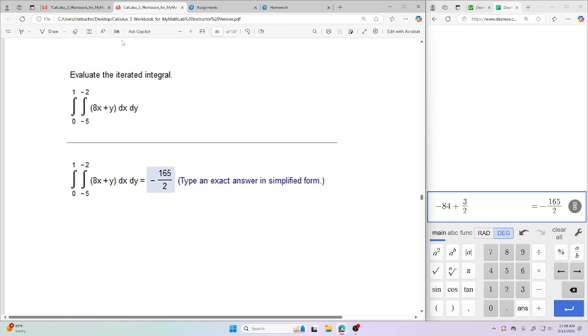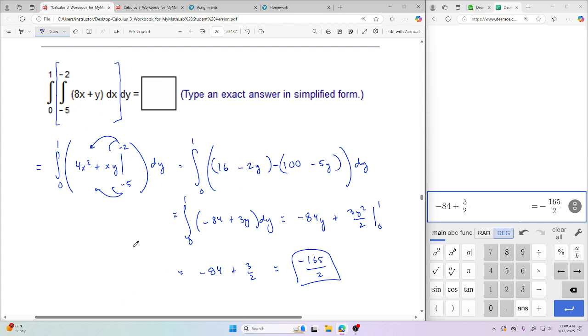And there we go. We got it. Cool. So I love how they introduce double integrals because it's easy. It really is. And they get a little bit more difficult as we go, but the concept is the same.